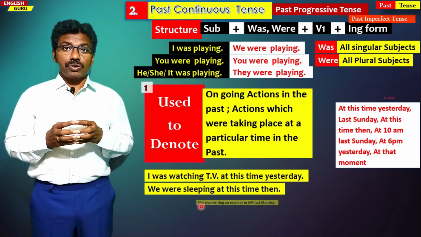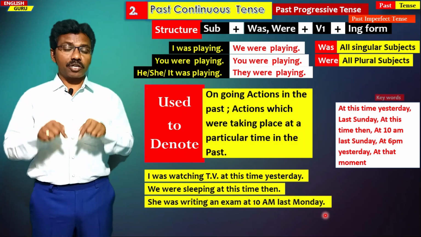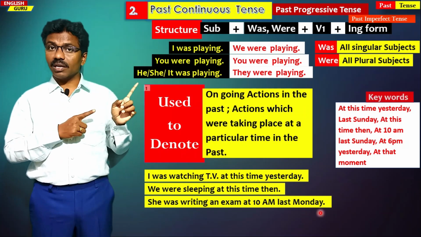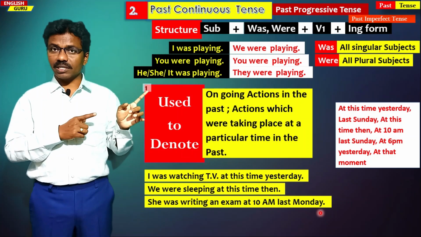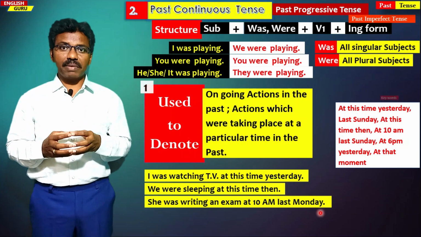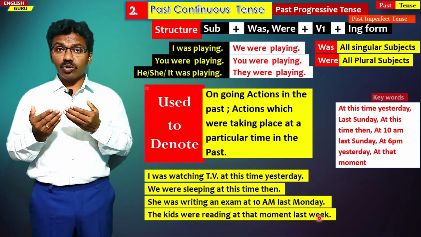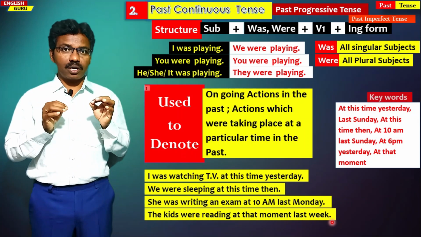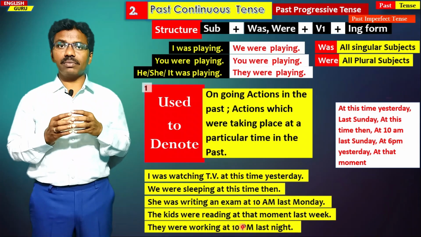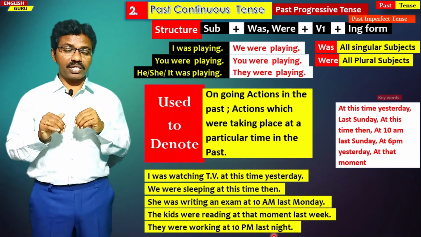In the next sentence, she was writing an exam at 10 a.m. last Monday. So you are talking about this Monday, that she was writing an exam at this time last Monday. So that was completed. She was continuing at this time, but now she is not. In a similar manner, the kids were reading at that moment last week. At that moment they were reading, not right now. In a similar manner, they were working at 10 p.m. last night. Last night they were working at 10 p.m., not tonight.